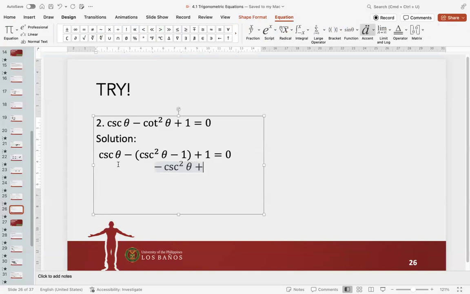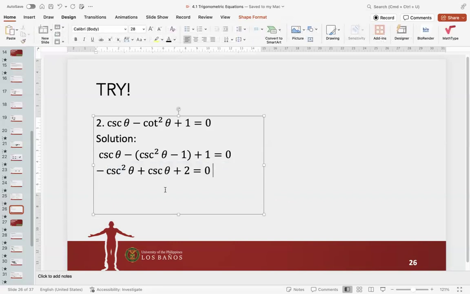And then plus cosecant theta, and then we get, sorry for my voice, negative 1 being distributed, so negative 1 times negative 1 is positive 1, and then plus 1, we get plus 2 equals 0. Okay, so again, just to avoid the negative, we will just divide everything by negative 1. So if we do that, this becomes positive, this becomes negative, this also becomes negative.